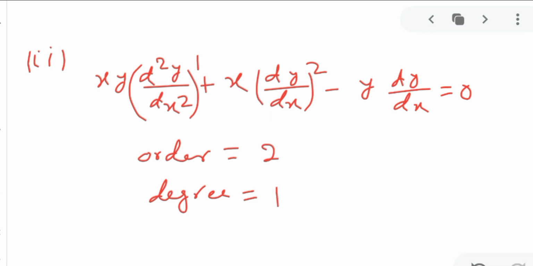You don't have to look at the highest power. You have to look at the highest order term. The order of the highest order term is the order, and the power of the highest order term is the degree, 1. Okay, so I hope this is clear. Now we'll discuss one more question.